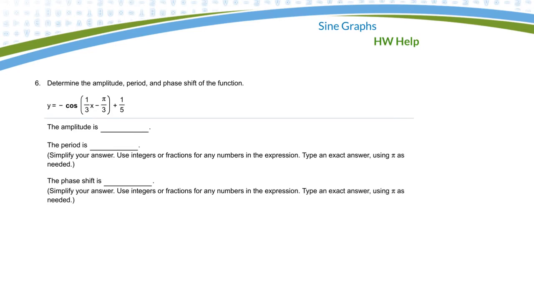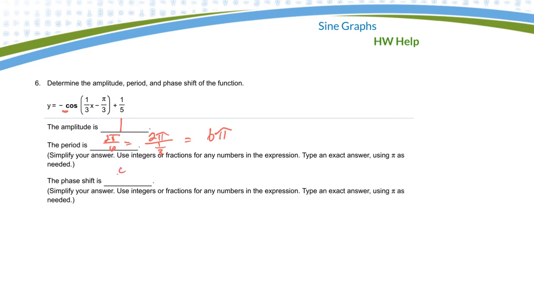Okay, another cosine graph, but that's okay, everything's the same. Amplitude: the number out front, there's no number, so we assume it to be a 1, so it's just a 1. Not a -1, +1. Period, 2 pi over b, so it's 2 pi over 1/3. So you end up timesing by 3, so the period would be 6 pi.